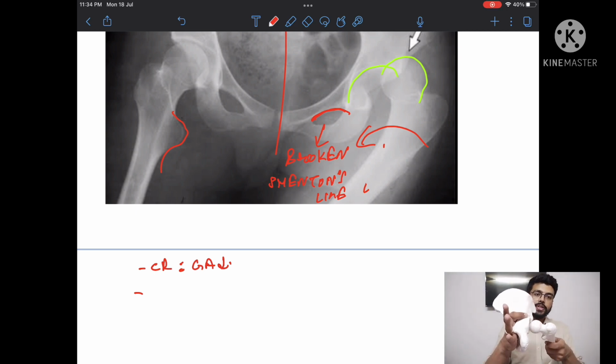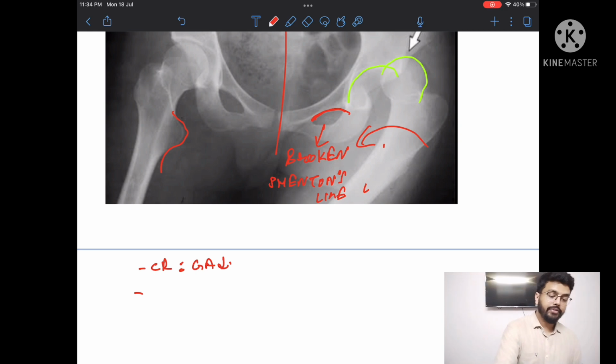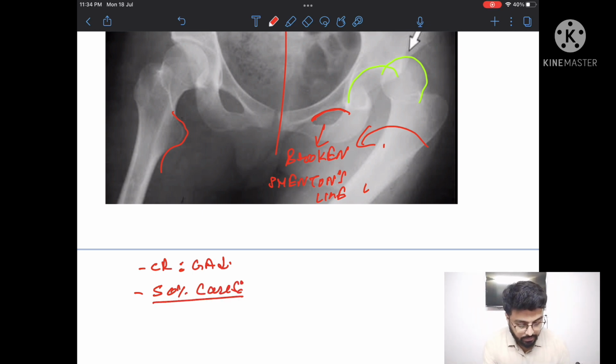So when the dislocation occurs, in 50% of the cases, the head might take away a chip or a fragment from the posterior acetabular wall. If that fragment is visible on the X-ray and seems to be quite large, it is also reduced. But this detail is not important for you. Just remember that in 50% of the cases, it is associated with posterior acetabular wall fracture.